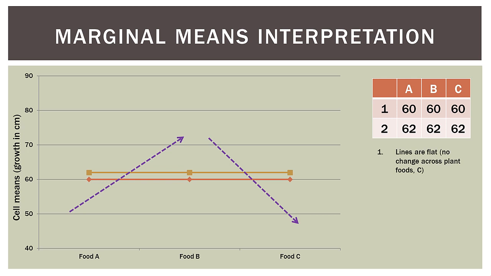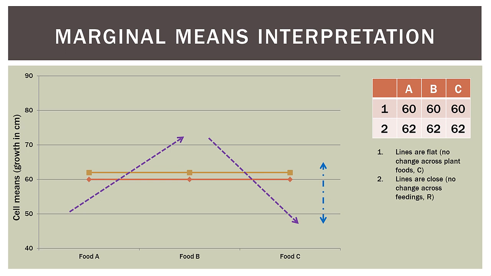Well, the lines are flat, so that means that the growth of the plants, again, does not change as we go from plant food to plant food. It's always 60, 60, 60 or 62, 62, 62. There's no change there. Now what about the distance between the lines? Again, this is our feeding lines. Well, the lines are very close together. There's really no significant change across the feedings. 62 is not that much different than 60.